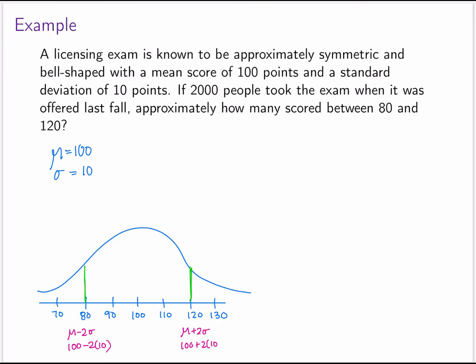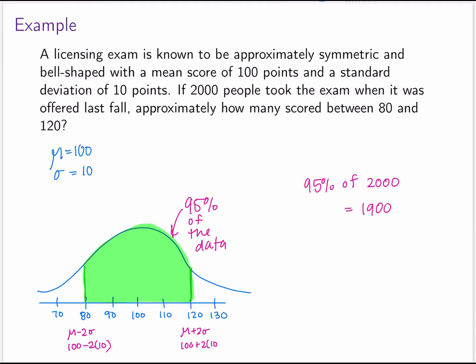So where I'm looking right now, this green that's being shaded in, all of this is the area within 2 standard deviations of the mean. So what that tells me is that this area is 95% of the data. So if this question had asked what percentage of the test takers scored between 80 and 120, it's 95% of the test takers. But we want to know how many, so we need to find 95% of 2,000. 95% of those 2,000 test takers, and 95% of 2,000 is 1,900.